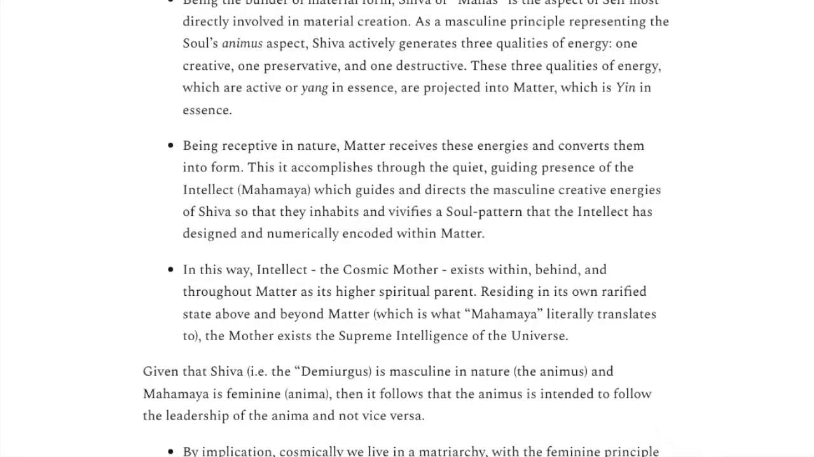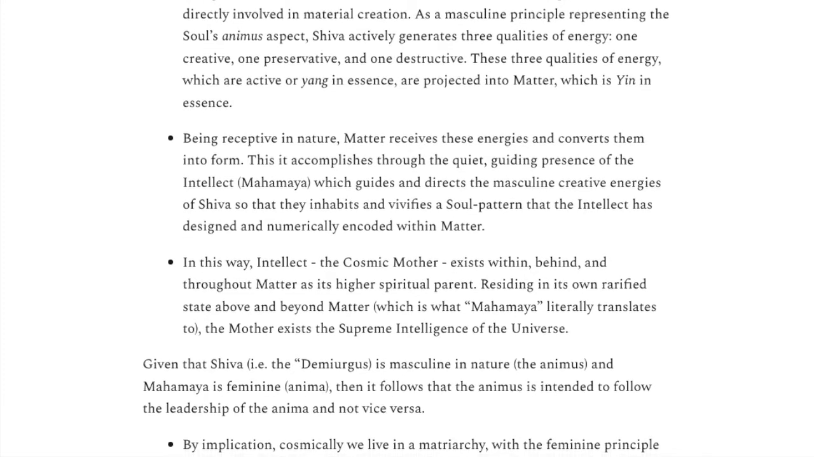So the energy of the self moves into matter. It moves into these channels that have been encoded by this intellectual principle, so that they naturally are flowing in a way that is intended to guide towards a destined end, towards a result that is pre-specified. And the mother is this agency that does this planning and this pre-specification. So in this way, the intellect or cosmic mother exists within, behind, and throughout matter as its higher spiritual parent.